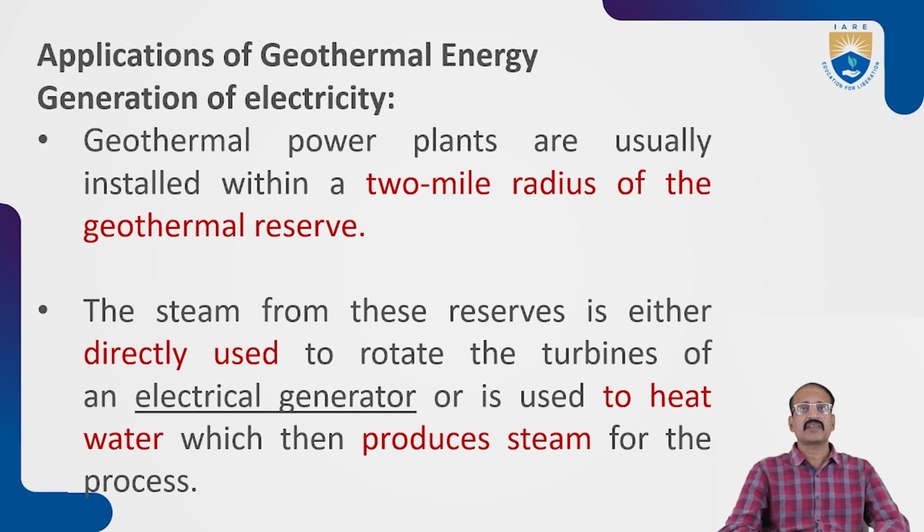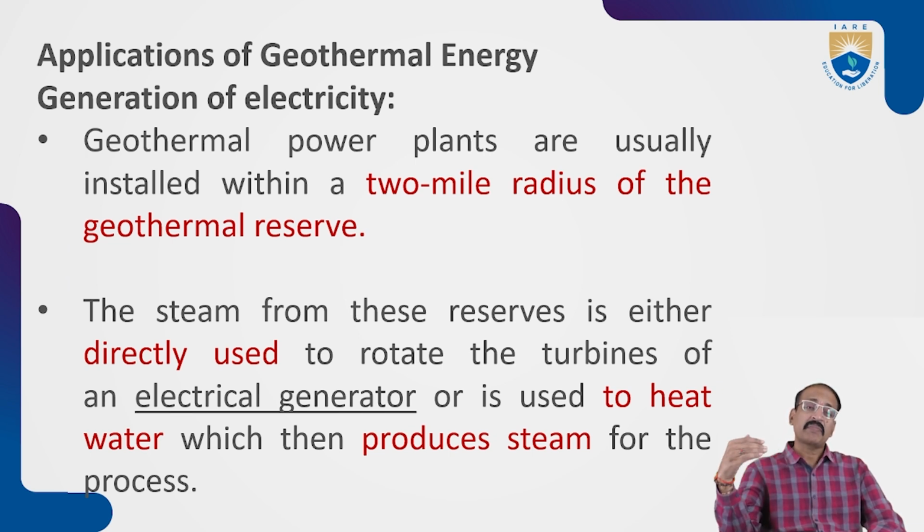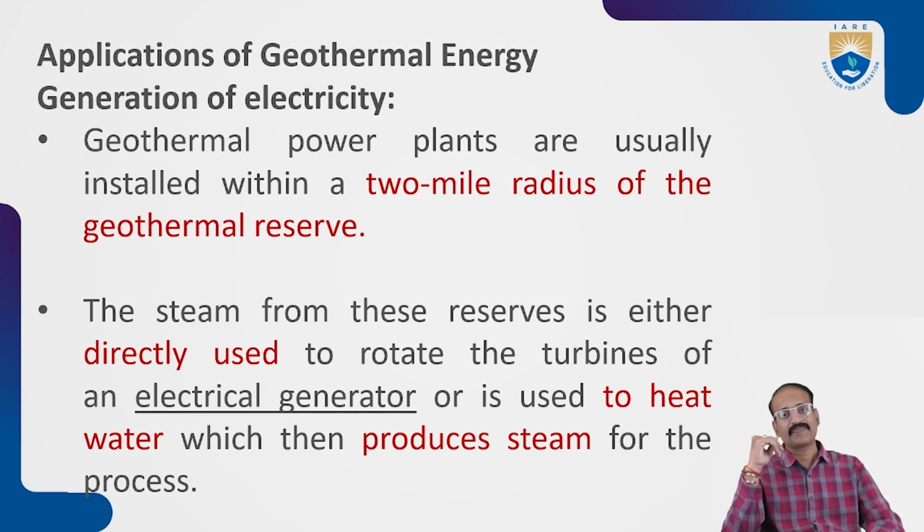Geothermal power plants are usually installed within a 2-mile radius of the geothermal reserve. The steam from this reservoir is used to rotate the turbines of the electric generator. In the thermal power plant, what rotates the turbine is steam. In a hydropower plant, it is water. In a wind power plant, it is the wind. In a tidal power plant, it is the tide. In wave energy, it is the wave.